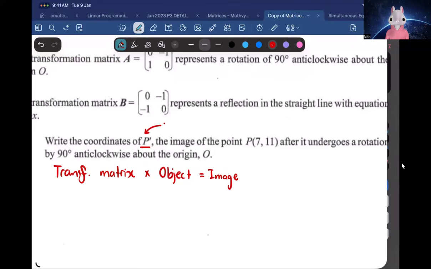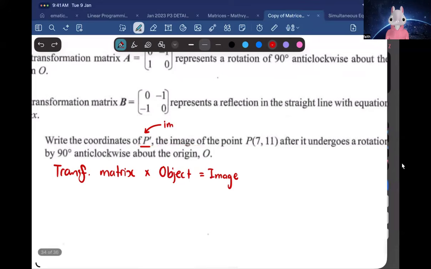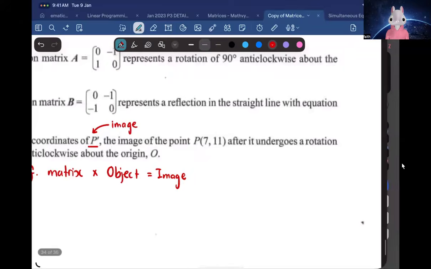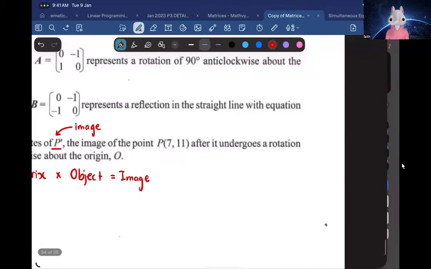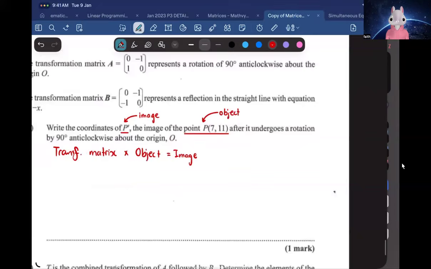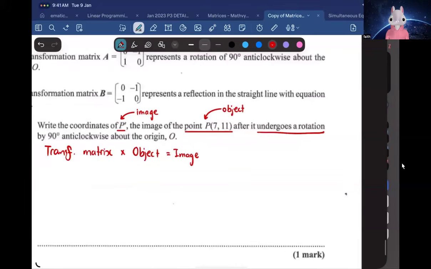The image, sir. Yeah, they said P prime, the image, right? So we use prime to indicate the image. They want me to find the image and they're giving us a point. I would call the point the what? The object or the image? The object, sir. Right, after it undergoes a rotation of 90 degrees anti-clockwise.